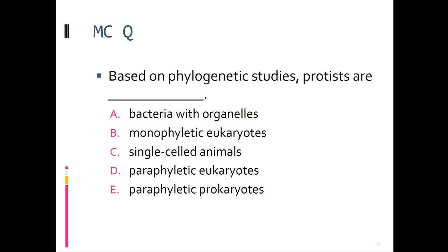Okay, so a multiple choice question for you. This is a great one. Based on phylogenetic studies, protists are: bacteria with organelles, monophyletic eukaryotes, single-celled animals, paraphyletic eukaryotes, or paraphyletic prokaryotes, right? So if you weren't attuned to video 1, you'd be like, oh, this is too much. These seem like all decent options, right?